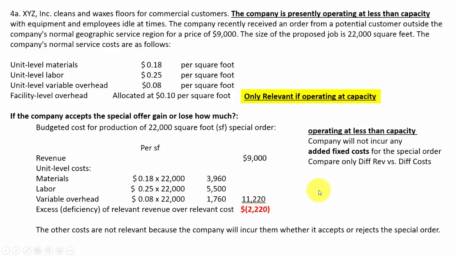But why might you want to do something like this? Well, you might want to do this to get future business from this company that's out of this region. Maybe you do a little bit of it below cost, and then later on you start making money on other jobs. That might be a reason why you do this.